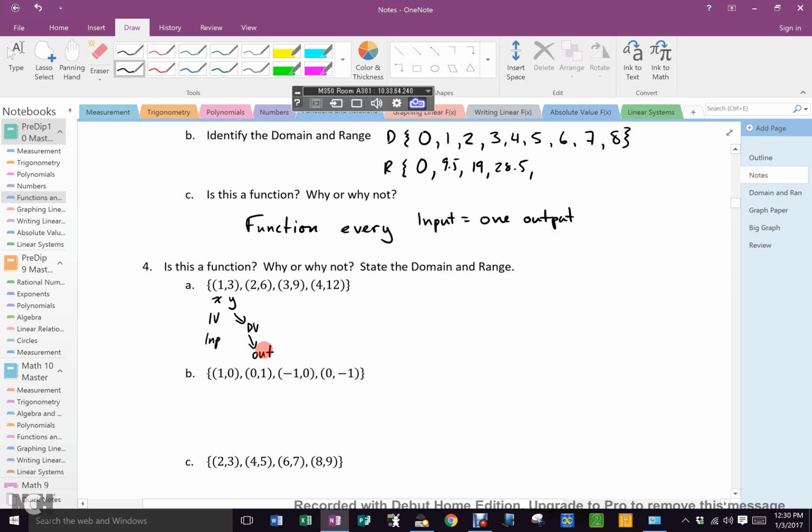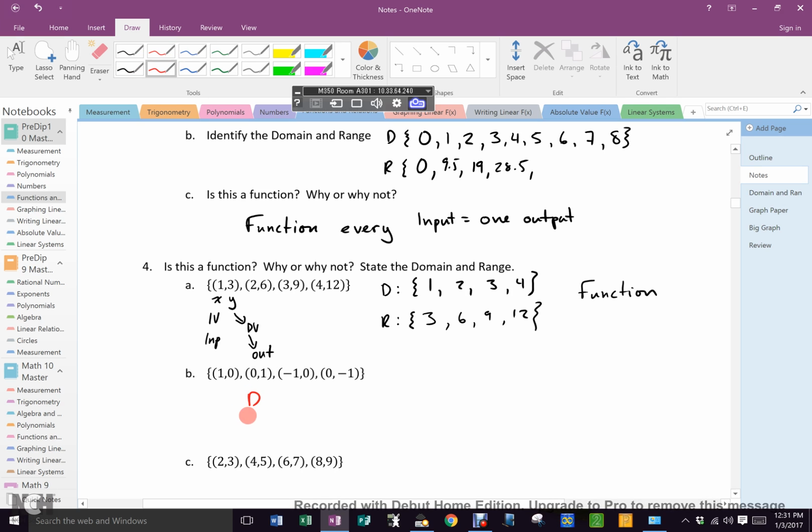Cool? So what then is the domain of this set? All the X's. What are they? 1, 2, 3, 4. Everyone agree? Yeah? Okay, what is the range? 3, 6, 9, 12. Function or not? Function. Why? 1 output for every input. 1 goes to 3 and only 3. Got it? Everyone cool? Okay, you do the next one.